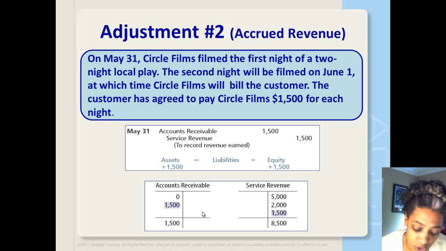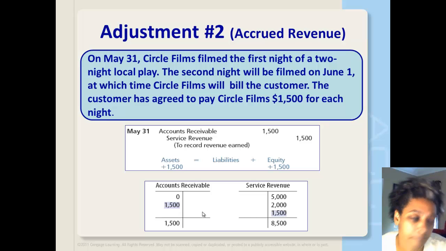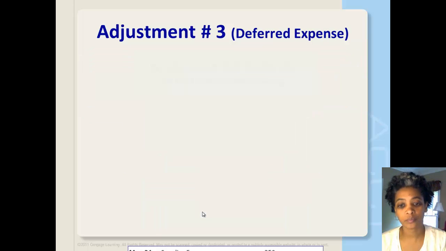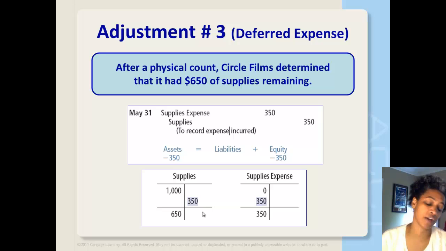So the adjusting journal entry adjusts receivables and revenues up, so that's adjusting journal entry number 2. This adjusting journal entry is for accrued revenue. So we're debiting accounts receivable and crediting service revenue. That's just for the $1,500 that they earned on May 31st.